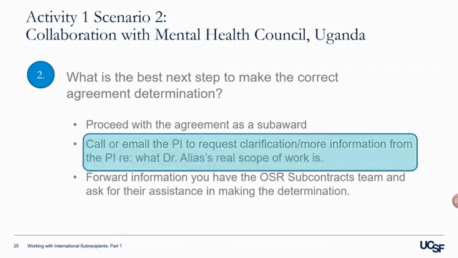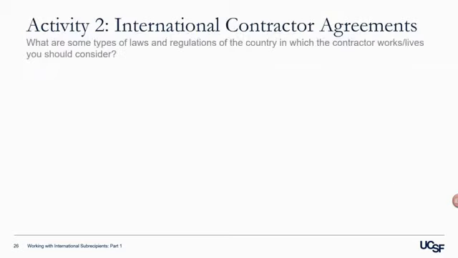All right, if you said call or email the PI to request more information, you are right. We want to find out what Dr. Alias is doing. What is their true scope of work? So if that's what you said, you are correct.